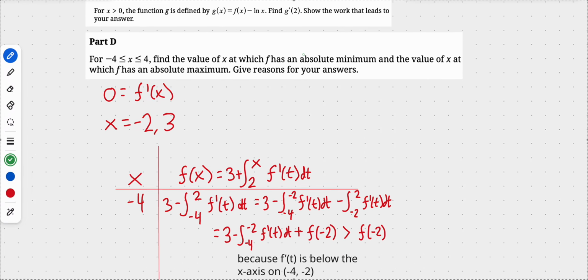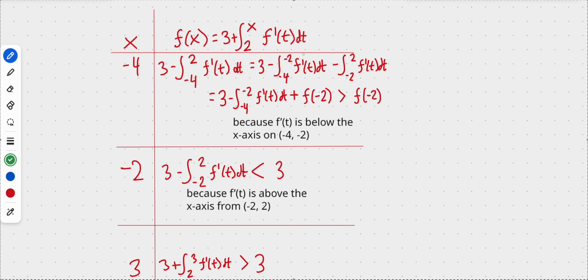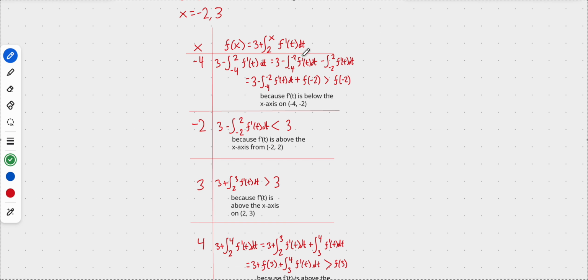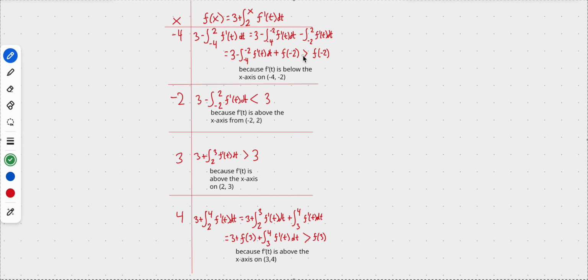Now you have to make your table. People often make tables for candidates tests. This is a big table. So I have -2 and 3 in there because those are the critical points. I also have -4 and +4 in there because those are the endpoints. You have to include those.